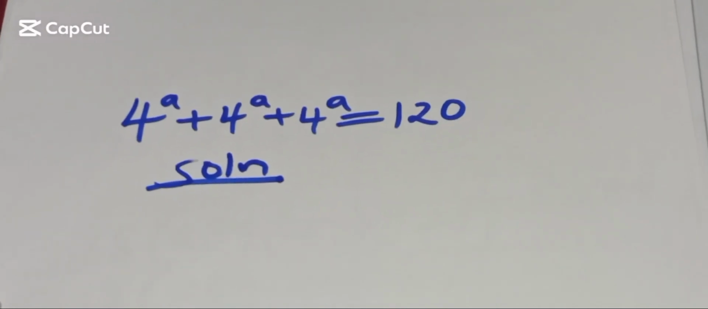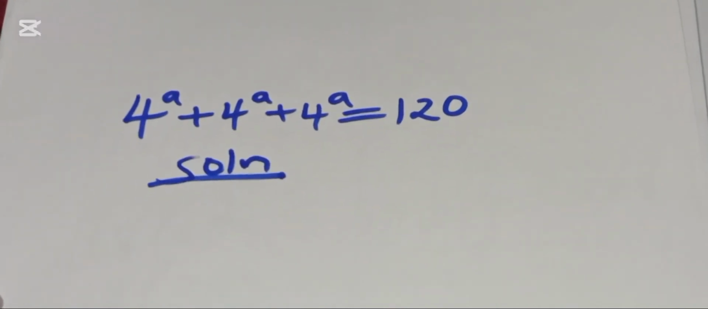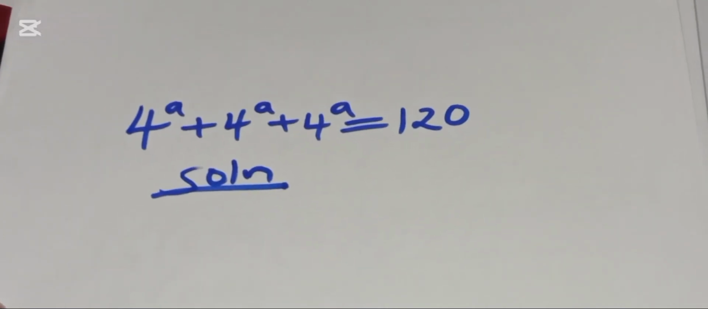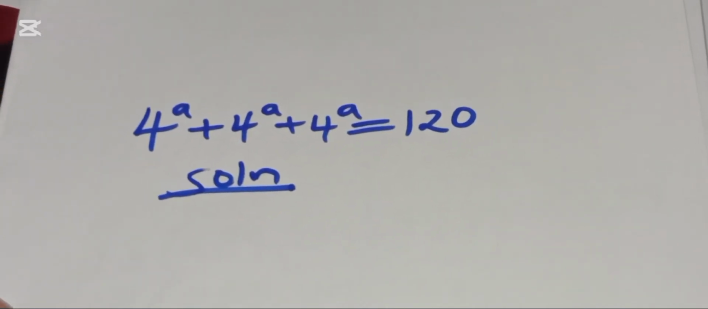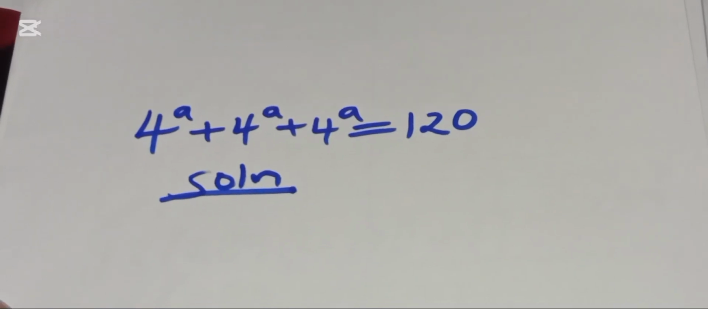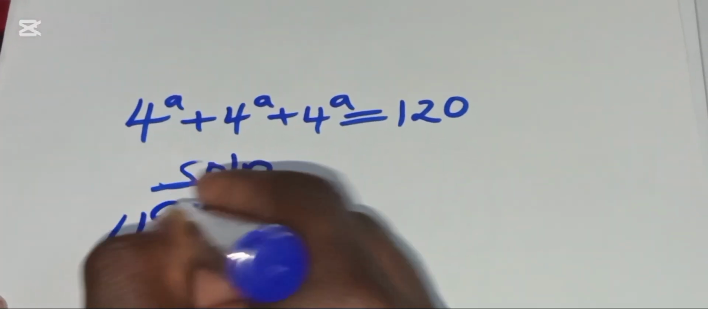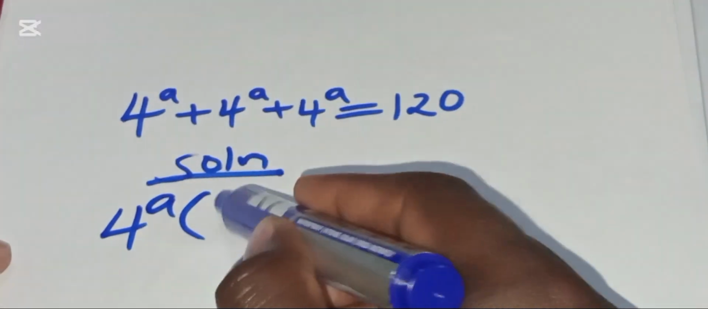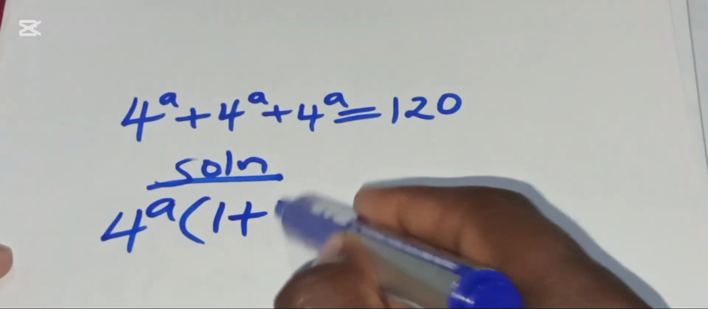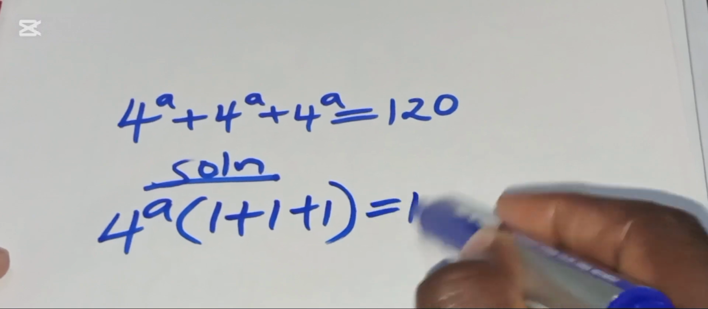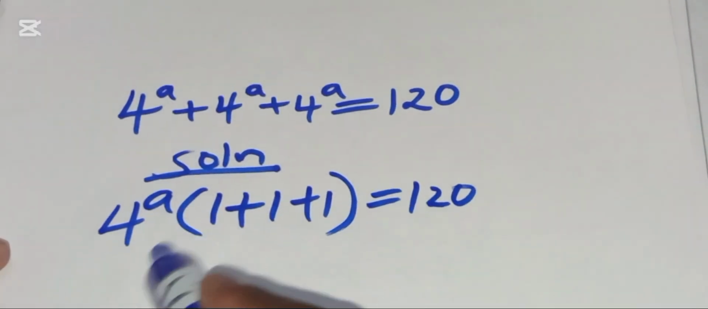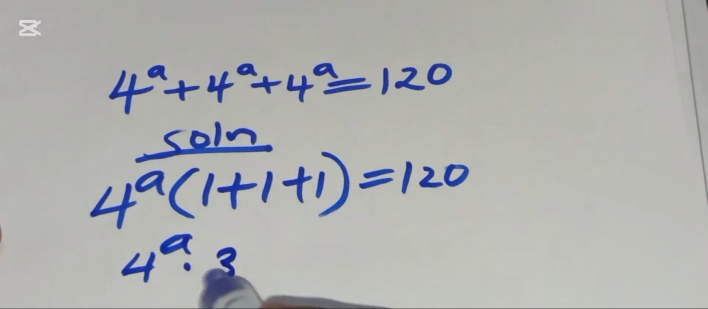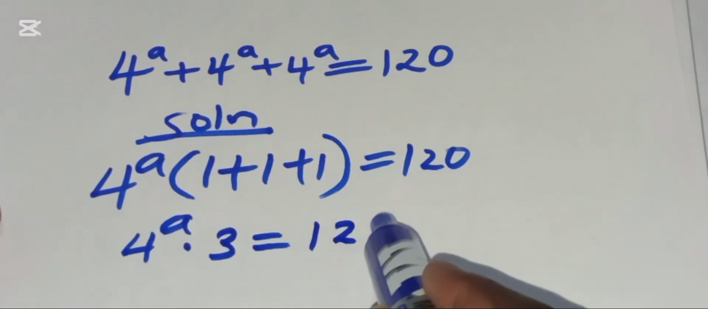Hello everyone, how to solve this nice exponential equation which is 4 raised to power a plus 4 raised to power a plus 4 raised to power a is equal to 120. As you can see, 4 raised to power a is common, so we'll have 4 raised to power a times (1 plus 1 plus 1), since 4 raised to power a divided by 4 raised to power a is 1. This becomes 4 raised to power a multiplied by 3, which is equal to 120.